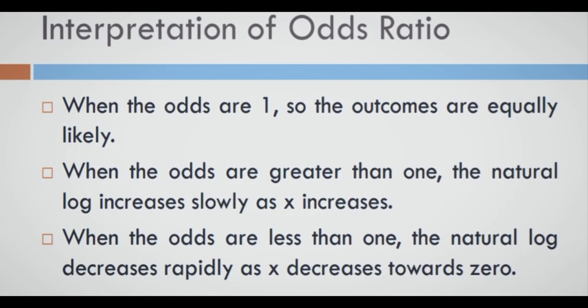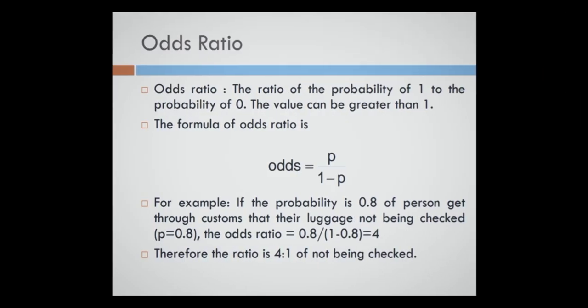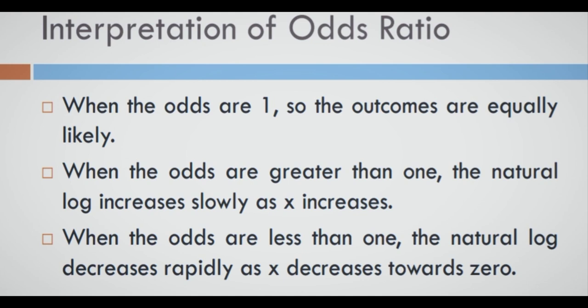When the odds are 1, the outcomes are equally likely. This means the probability of getting coded 1 and 0 are equal when the odds are 1, because it will be 0.5 over 0.5, which is 1. When the odds are greater than 1, the natural log increases slowly as x increases. When the odds are less than 1, the natural log decreases rapidly as x decreases towards 0.